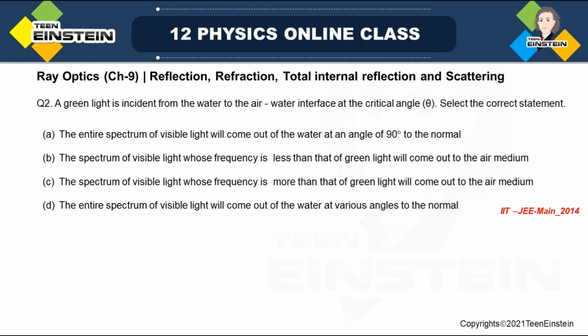This is very interesting. We have to understand this problem. A green light is incident from water to air-water interface. See, this is coming from water to air. Suppose this is air, and the ray is going like this. This is the water, this is air, so the ray should be a straight line. I'm sorry, I'm not able to draw a straight line at this moment. Anyway, just to understand, this is the water and this is the interface.